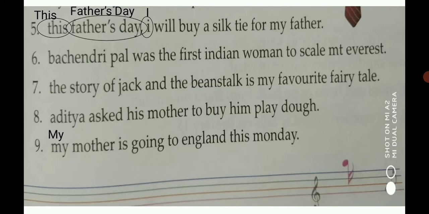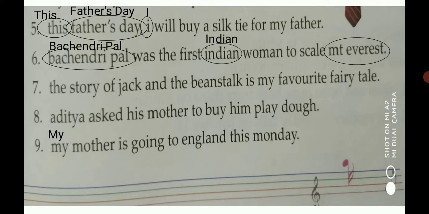So what will be the changes? Yes, Bachendri Pal is a proper noun. It is the name of a person. Then Indian, and then Mount Everest. Understand? They are proper nouns. That's why we will put Bachendri Pal in capitals, then Indian, and then Mount Everest.